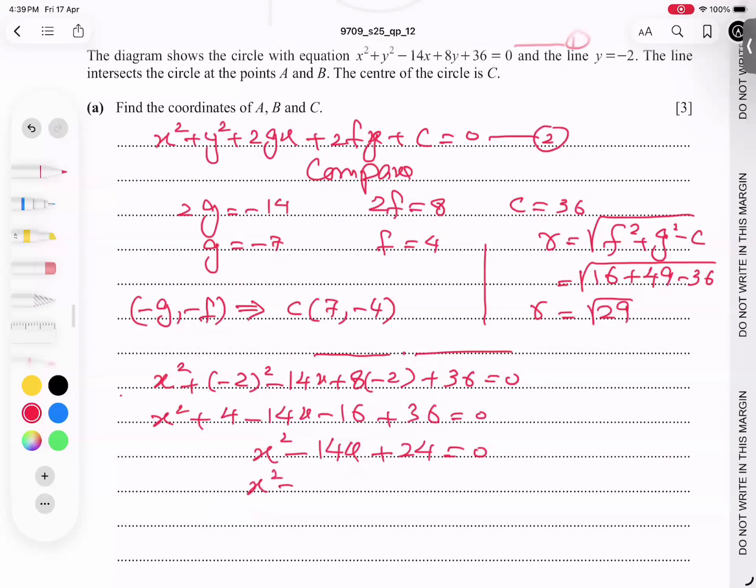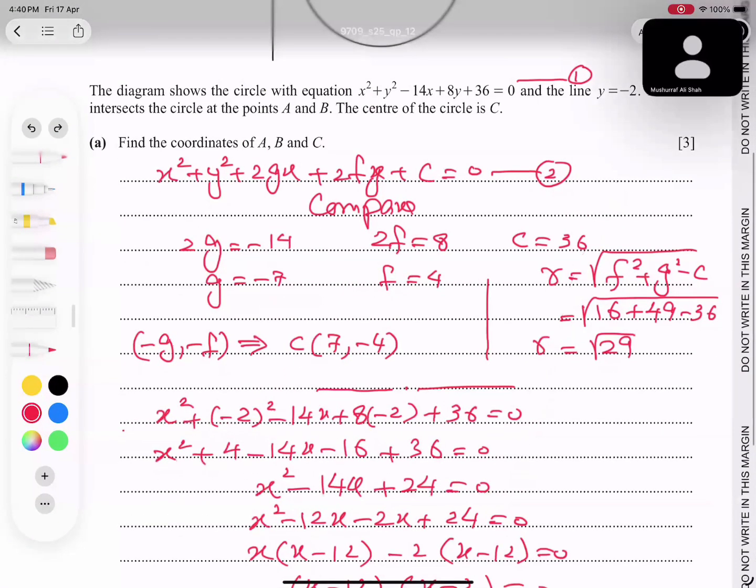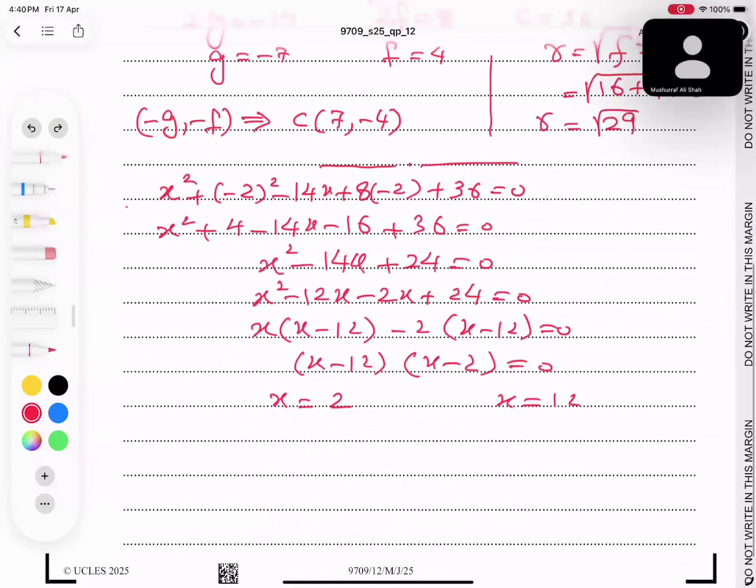Factorization: 6 fours are, or 8 threes are, and 12 twos are 24. So take x common, we got this, -2 common, and we got this. After this, (x minus 12) and (x minus 2) is equal to 0. We got two answers, 2 and 12, and y is -2. So it means I can say (2, -2) and (12, -2).